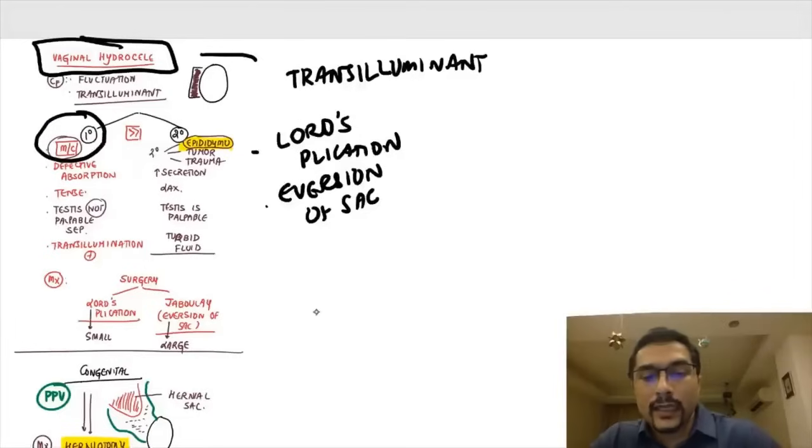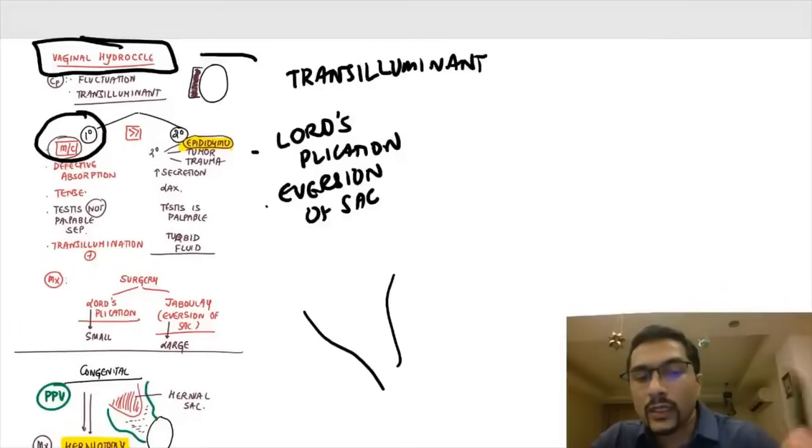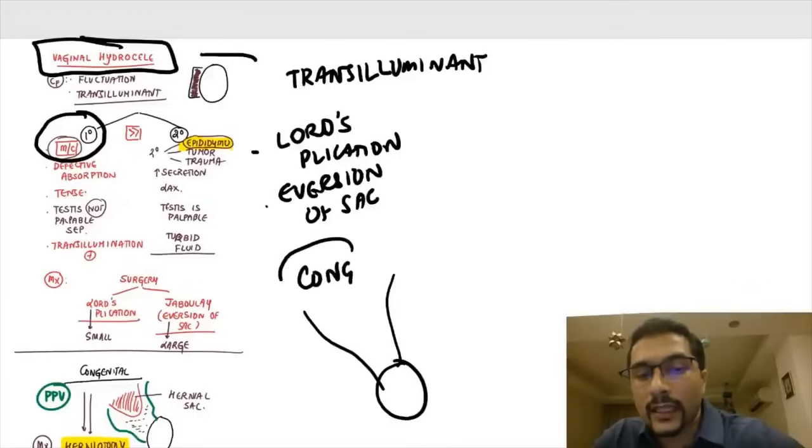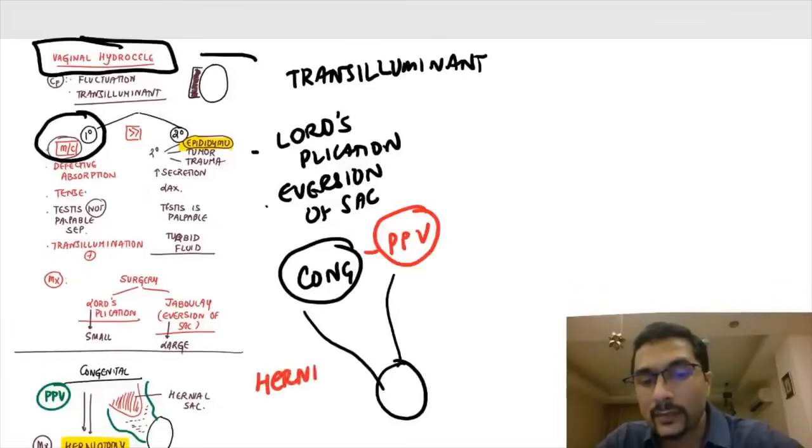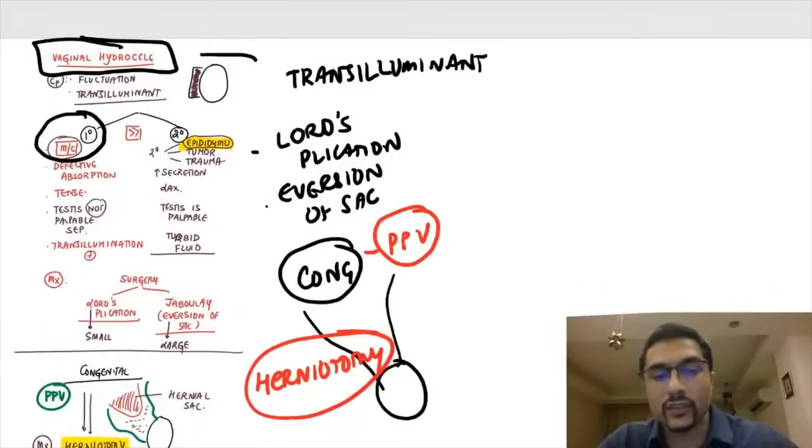Congenital hydrocele, on the other hand, is when the sac communicates with the peritoneal cavity. So this is congenital hydrocele. In this, you have a patent processus vaginalis. That means it is communicating with the peritoneal cavity, and there is invariably a hernial sac present as well. So in these patients, we will carry out a herniotomy as treatment. This has been asked multiple times in the exam. Please remember this. Herniotomy is the treatment in these patients.